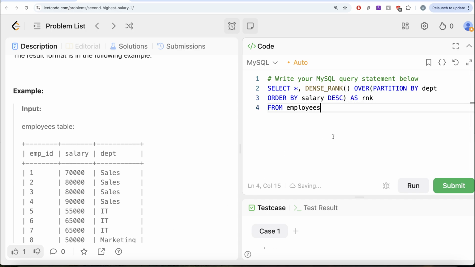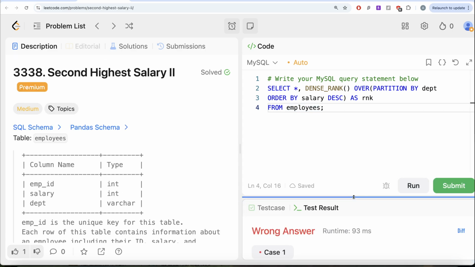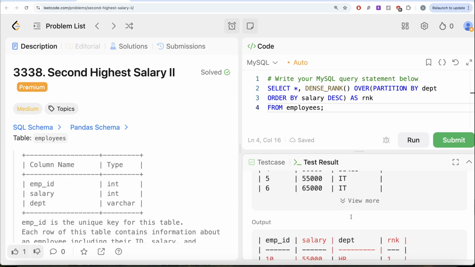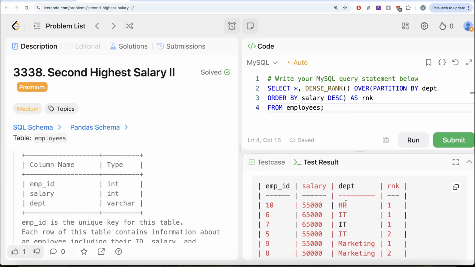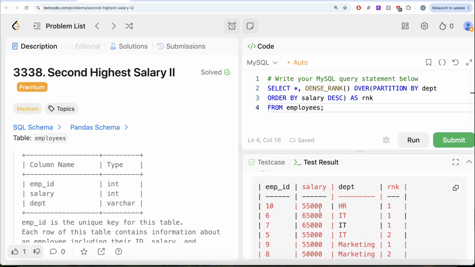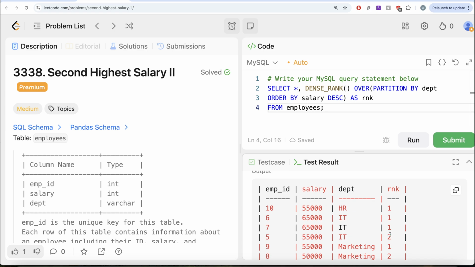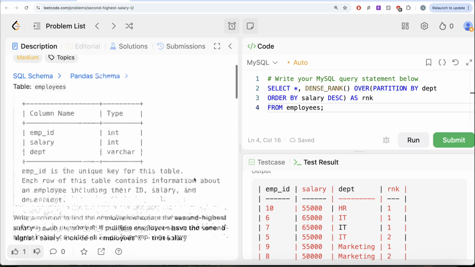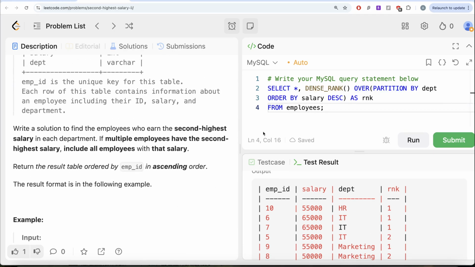Let us go ahead and run this. Let's see what we get in our output. If I drag this above, this is what we have. So we have for every department what is the rank 1, rank 2, and so on based on the salary. Now, we only need to keep those rows where rank is equal to 2, because that is what we need in our output, second highest salary.